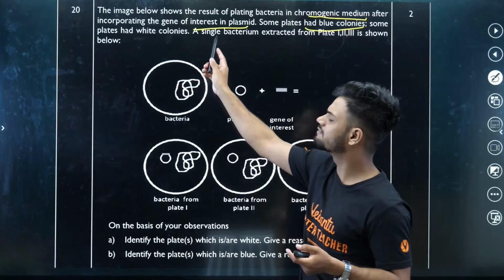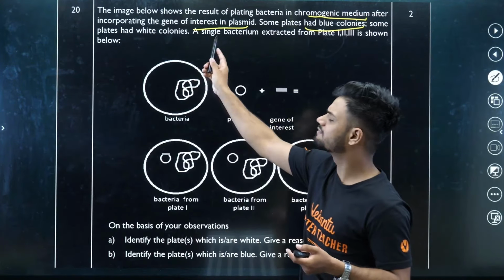A single bacterium extracted from plate 1, 2, 3 is shown below. So we have the bacteria, we have the plasmid. On this plasmid, we are adding a gene of interest, and this is your vector which has been injected into the bacterium. We have plate number A, plate number B, and plate number C. Let's read the question now. On the basis of your observation, identify the plate which is or are white, and give the reason.